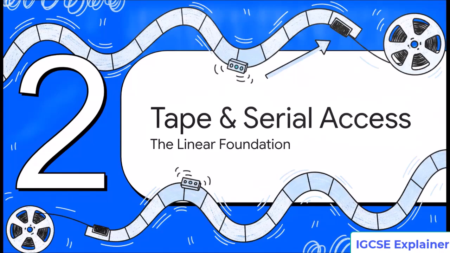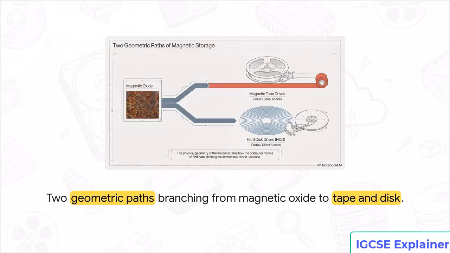Section 2. Tape drives and serial access. So we hit a massive fork in the road here when it comes to storage geometry. The physical shape of the storage media actually dictates how your computer physically has to move to find its data. We've got two main routes. First, there's the linear path of magnetic tape, and second, the radial path of hard disk drives. These structural shapes completely define how these devices are actually used out in the real world.